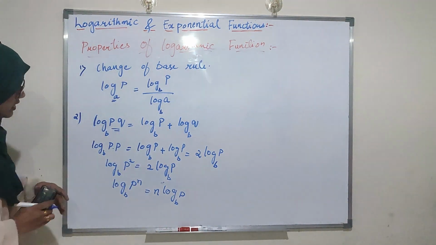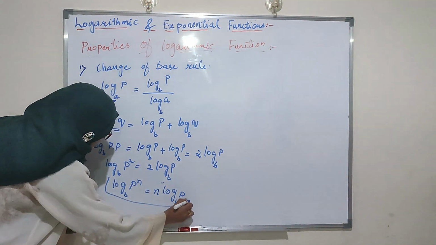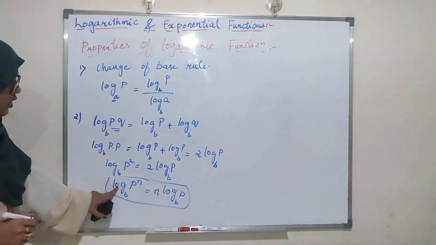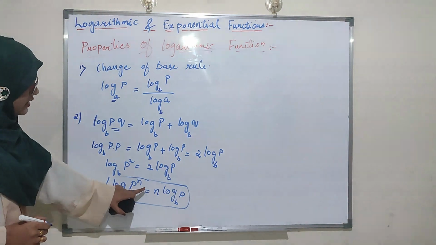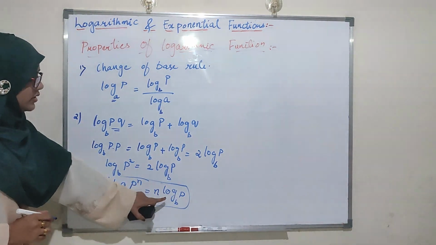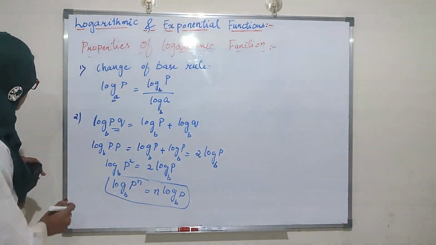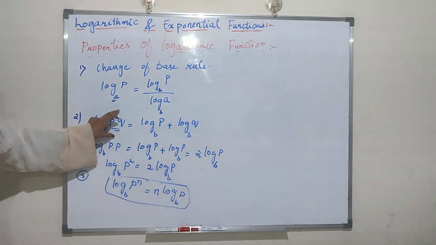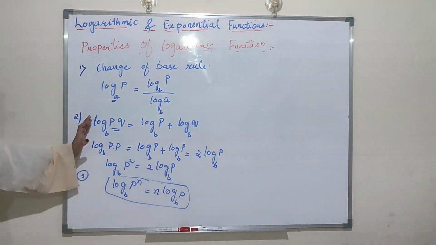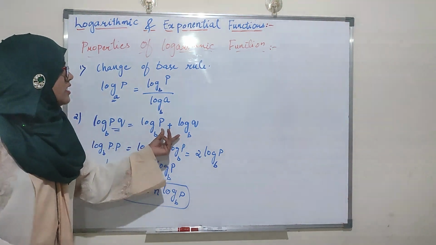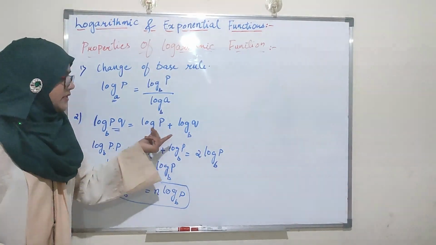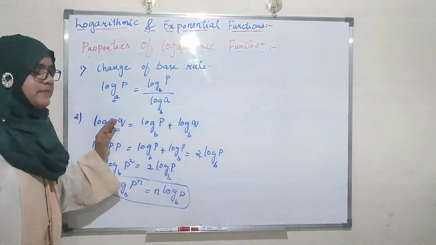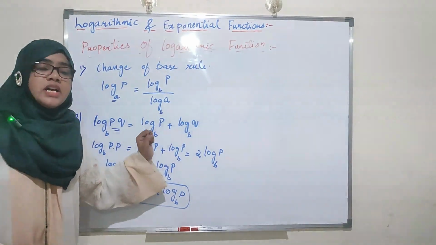So this one is the third property. If we are having power p raised to n, then we can write n log p to the base b. Now see here, if both p and q are in multiplication, then we write this as the addition. If p and q are in the multiplication form, then we can write this in the addition form.